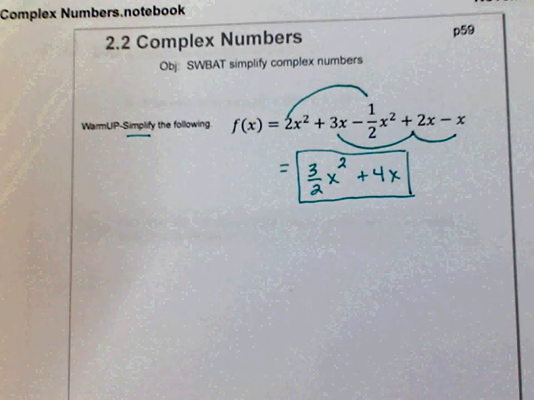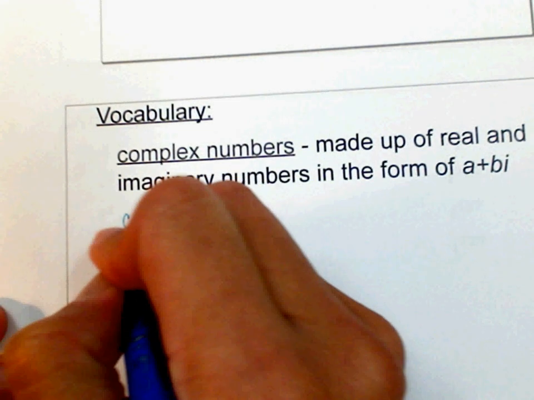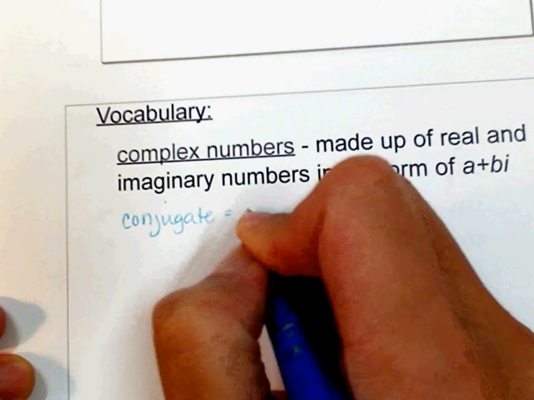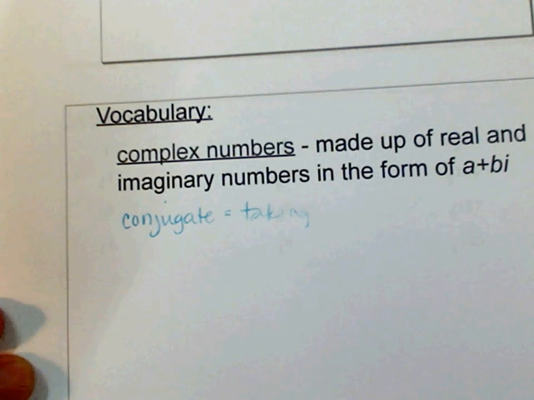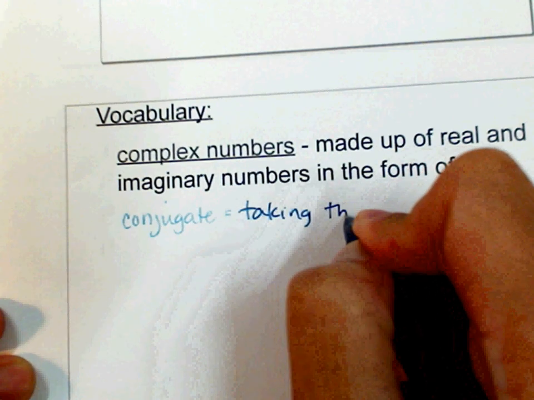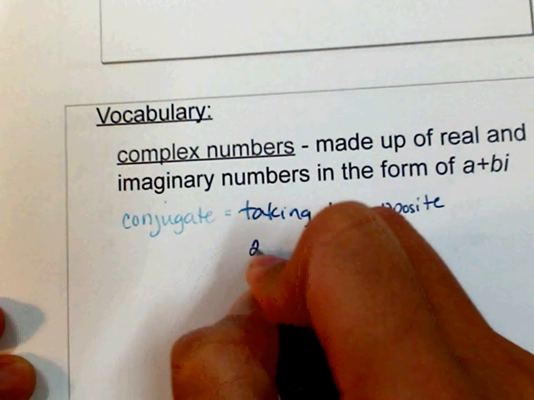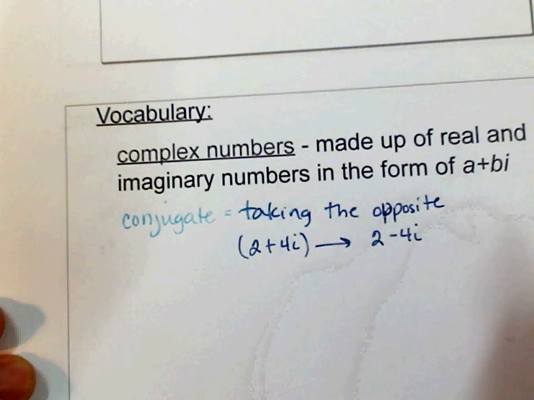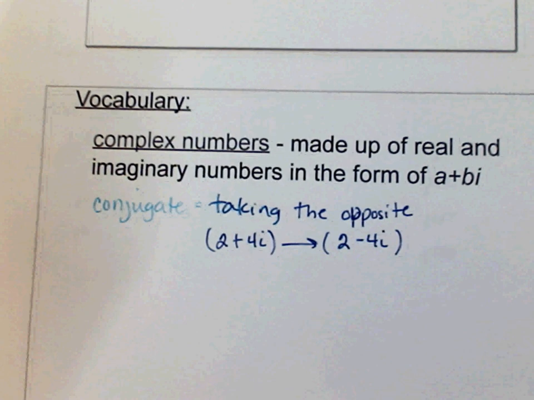Now let's look at the vocab words that you need to know. One of them is complex numbers. The other one is a conjugate, which means taking the opposite. For example, if I have 2 plus 4i, the conjugate of that would be 2 minus 4i. The whole goal of that is to get rid of the i, which we're going to go over later on.